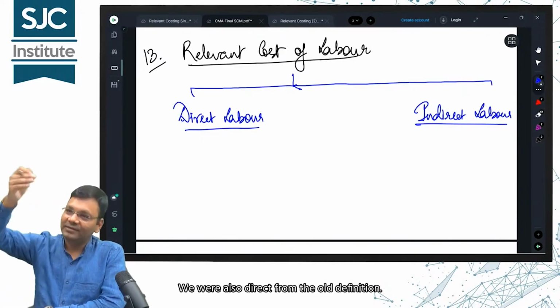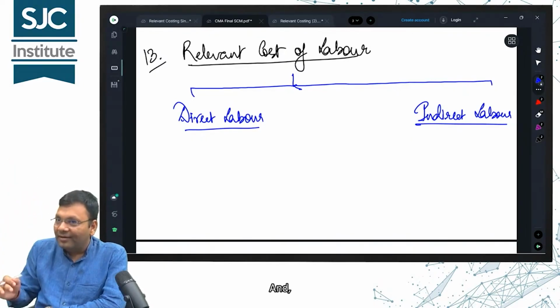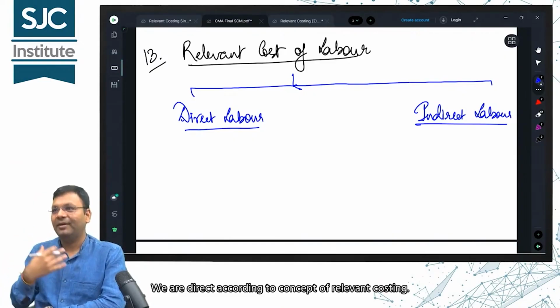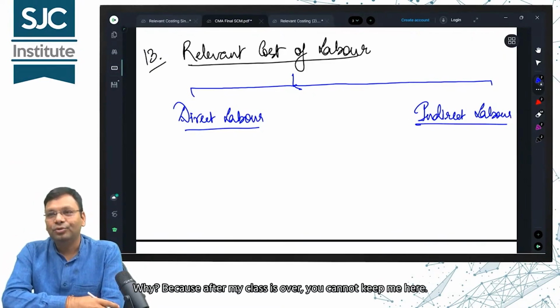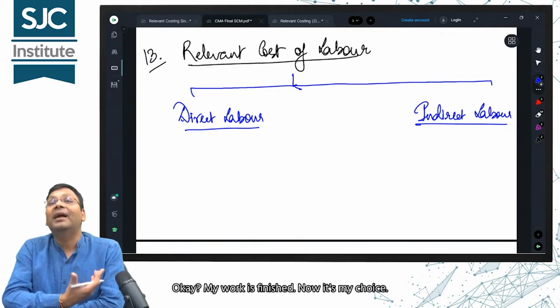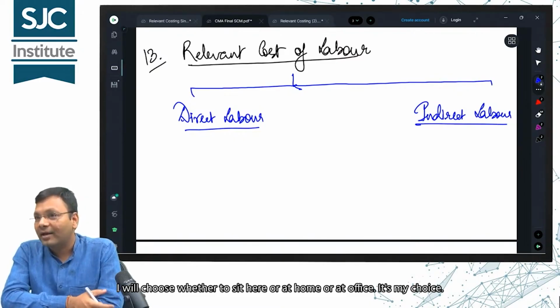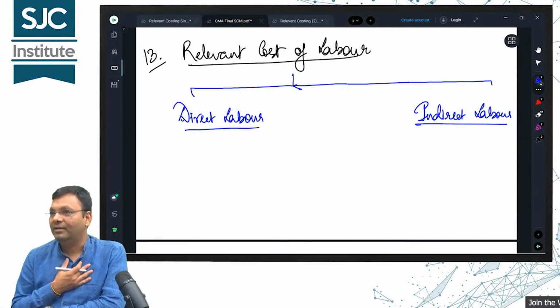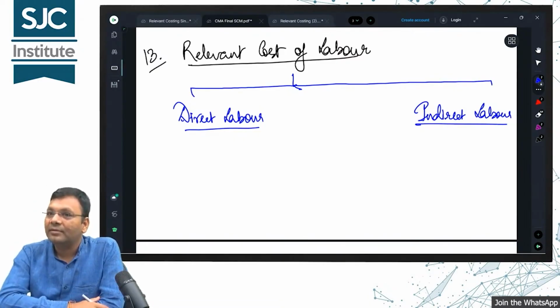We were also direct from the old definition. And we are direct according to the concept of relevant costing. Why? Because after my class is over, you cannot keep me here. Okay, my work is finished. Now it's my choice. I will choose whether to sit here or at home or at office. It's my choice. You cannot force me.